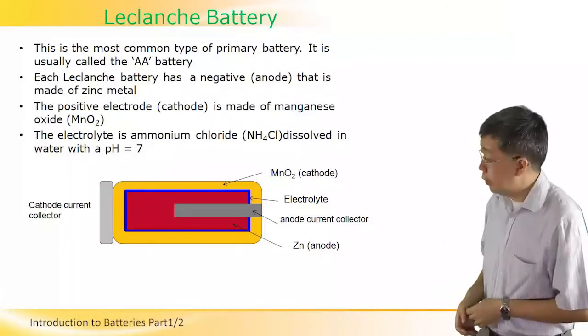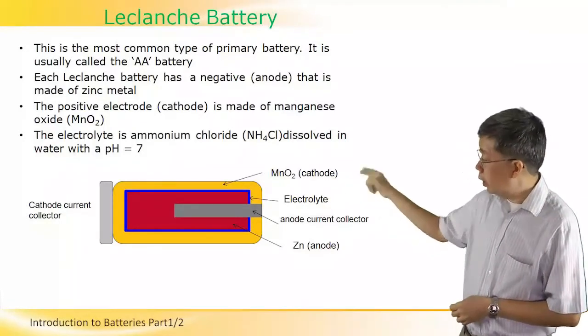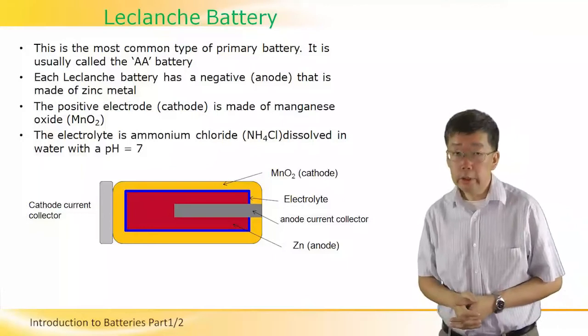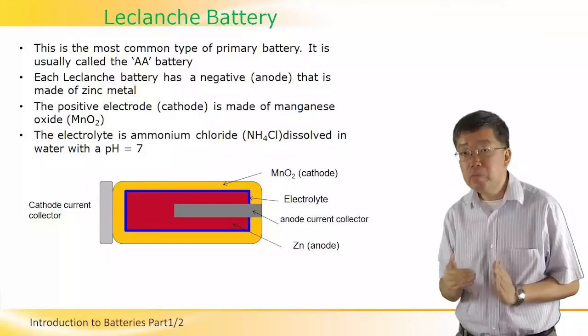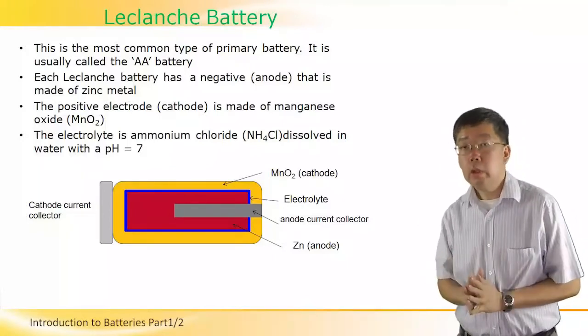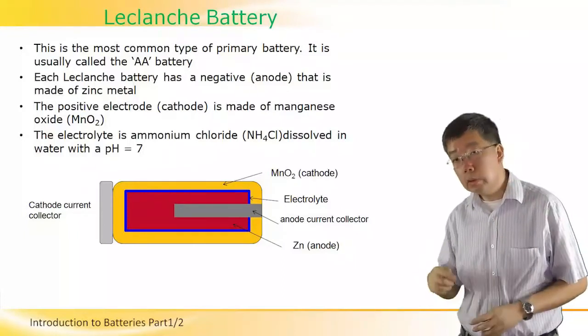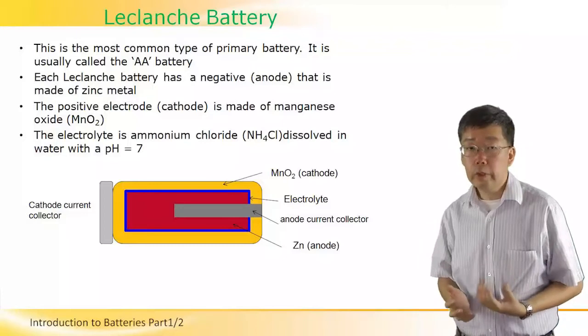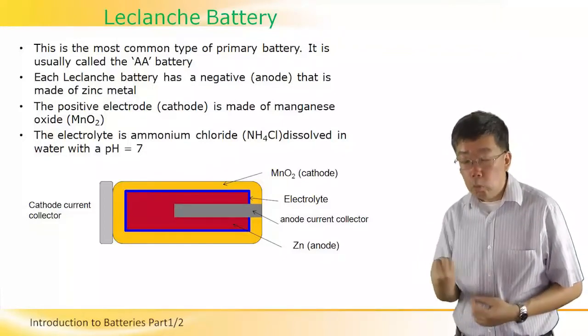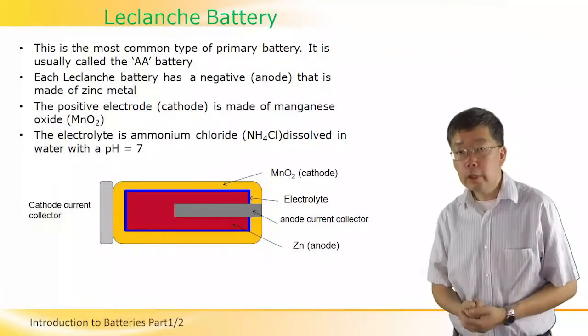If we look at this schematic diagram, we also see two current collectors. So these are simply electrical conductors which allow the electrons to enter or leave the battery easily without losing their energy.